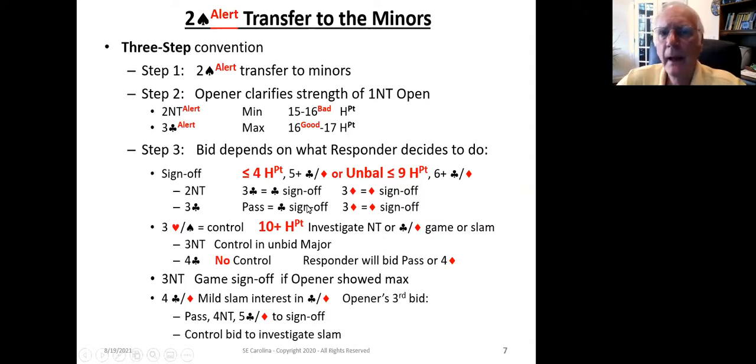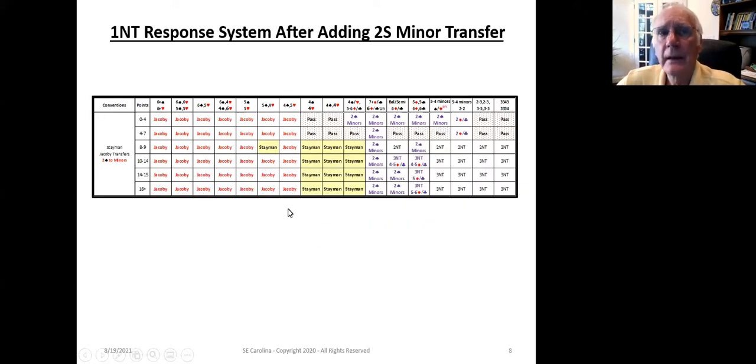All right, let's take a look at where we ended up. That's kind of the discussion of the convention we're going to go through today. Now, this is the overall response system matrix that we've been working with. And you can see where the two spades transfer to minor fits in. You can see there's a bunch of places in here that get filled in. All right, so we're starting to fill in this matrix. Very, very different than when we started.